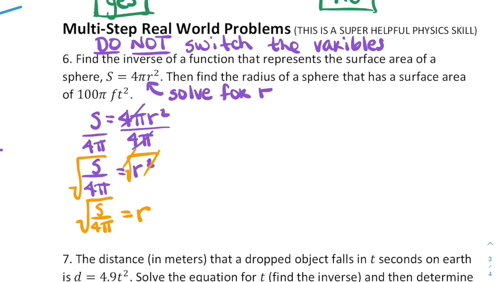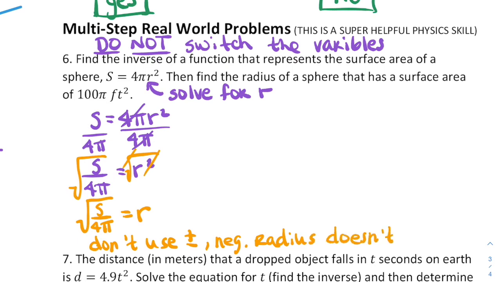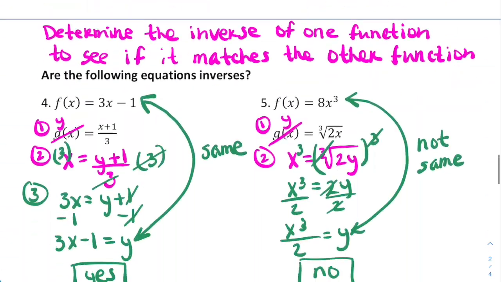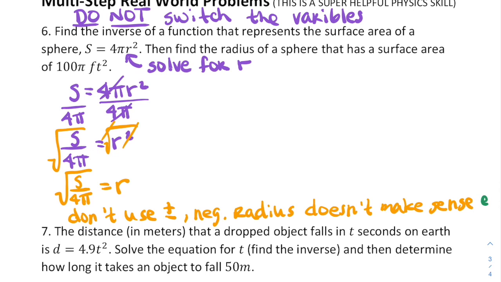But does it make sense to have a negative radius? Remember, radius is measuring a length. It's the distance from the center of a circle to the outside of the circle. So it makes no sense to have negatives. So let's make ourselves a note of that. Let's not use the plus and minus, because a negative radius doesn't make sense. So sometimes whenever you are doing real world problems, you have to put a real world thought into it. All right? There's no such thing as a negative distance.